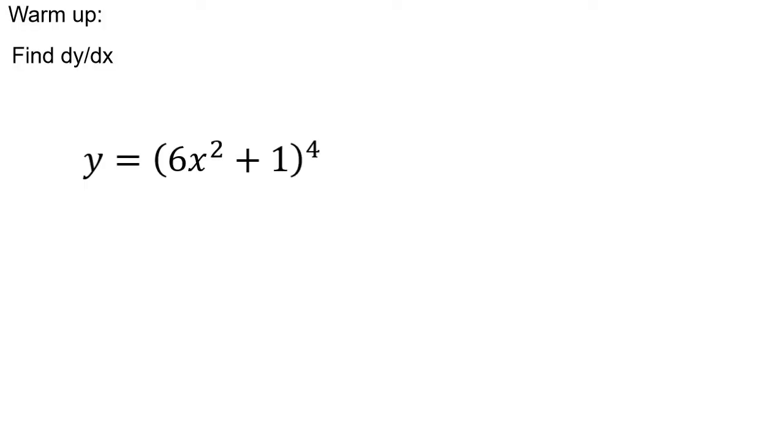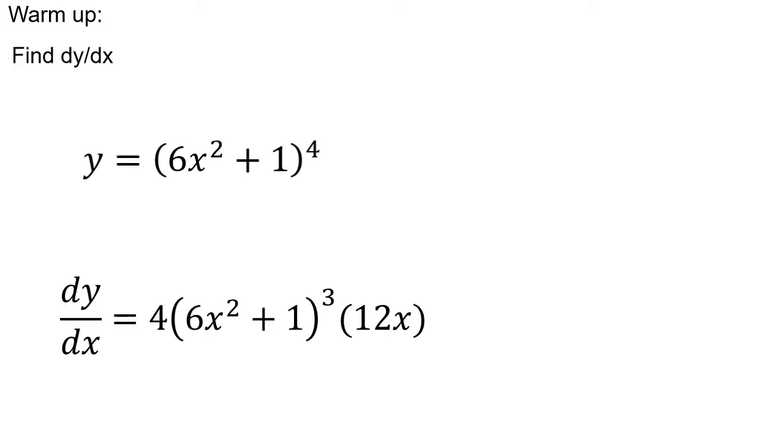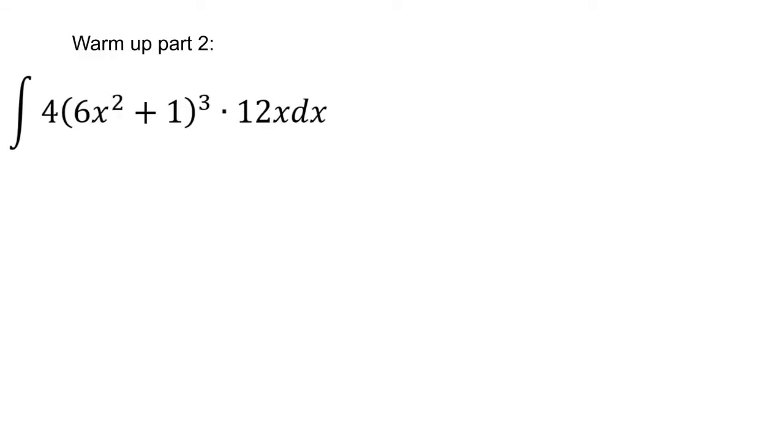Take a moment and find the derivative of this function, 6x squared plus 1 to the fourth. So hopefully you were able to use the chain rule. Our outer function is something to the fourth, so the derivative of something to the fourth is 4 times that something to the third, but then of course we have to multiply by the derivative of the inner function, which is 12x. So let's take a look at this integral.